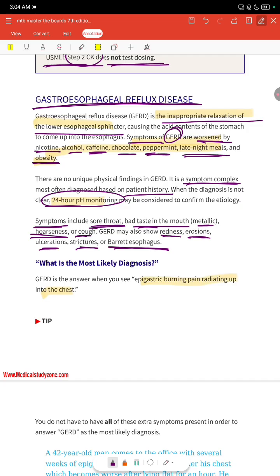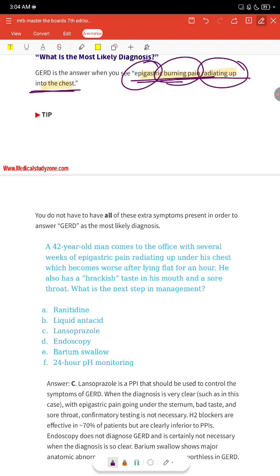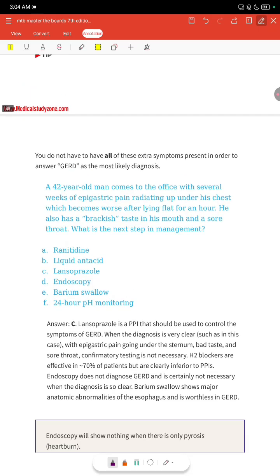What is the most likely diagnosis? GERD is the answer when you see epigastric burning pain radiating up into the chest. It is usually epigastric and burning in nature, and it is radiating up into the chest. You do not have to have all of these extra symptoms present in order to answer. GERD is the most likely diagnosis. This is the most important point that you all need to remember. This is an MCQ.